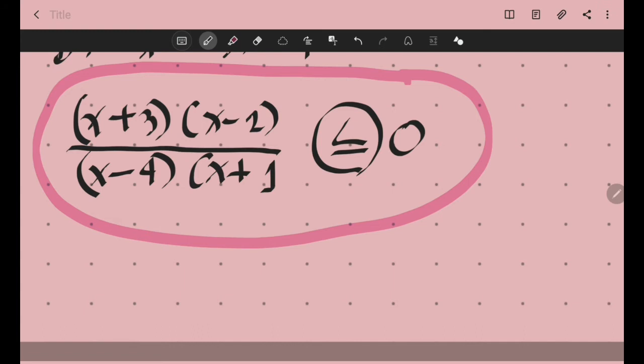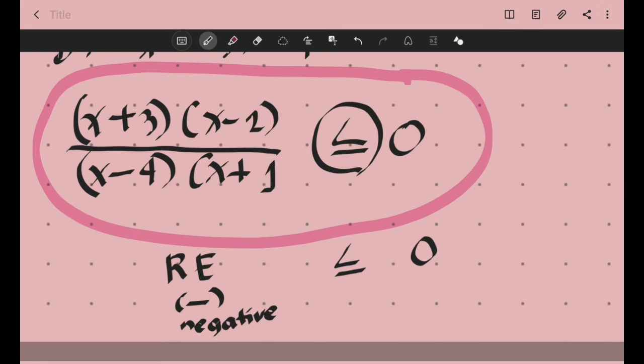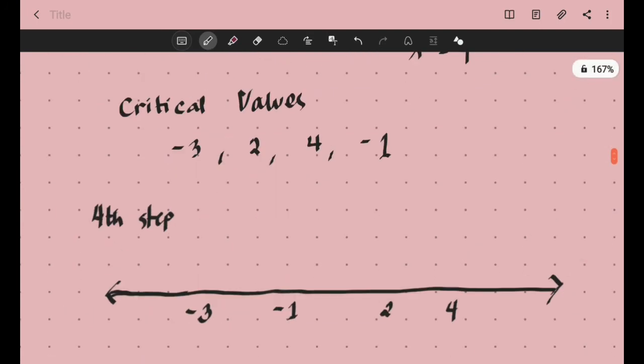Ibig sabihin, yung rational expression daw natin is less than or equal to 0. Ibig sabihin, if that is less than or equal to 0, ang result ng rational expression natin ay negative. So, dapat, kapag nag-test tayo ng mga test values or ng testing points, ang makuha natin ay negative para masatisfy that our rational expression is less than or equal to 0. Okay, tandaan natin, ang kailangan natin ay negative.